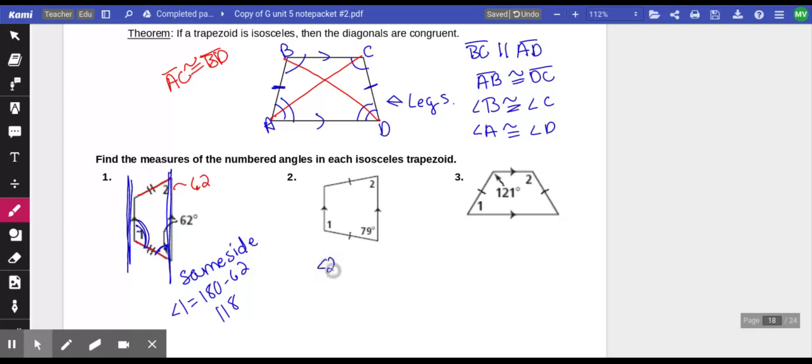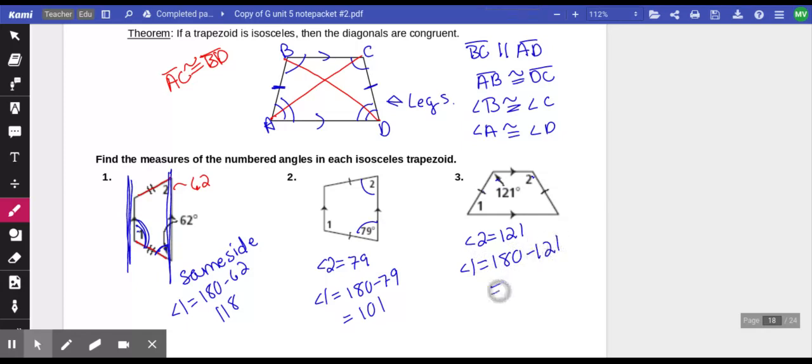So angle 2 is equal to 79, because those are the base angles of the congruent sides. And angle 1 is 180 minus 79. So it's 101. So now when we look at number 3, pause again and try it. So angle 2 is equal to the 121, because they are the base angles, and angle 1 is equal to 180 minus 121, which is 59.